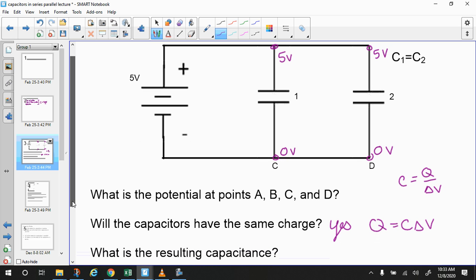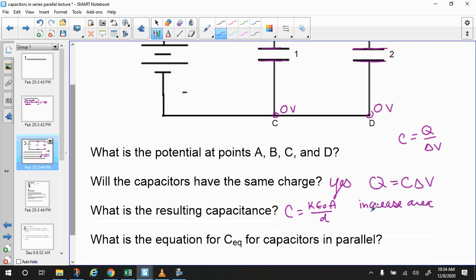The next question is, what is the resulting capacitance? Well, basically, if we think about our equation for capacitance, which is kappa times epsilon naught times A over D, effectively what we're doing here is increasing the area. We have twice as much space for those charges to occupy because we've added another capacitor in parallel. The potential difference is the same across each plate. We've just doubled the amount of area on which we can store charge. So the capacitance for this is going to be 2C.